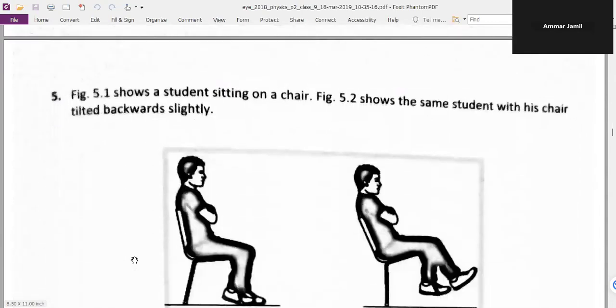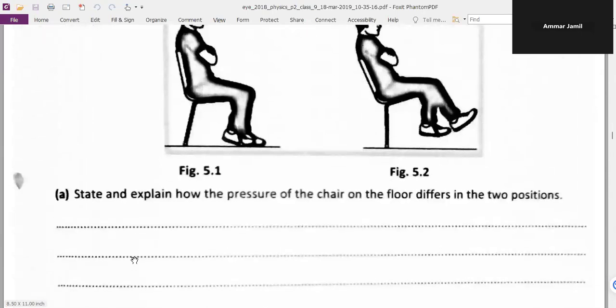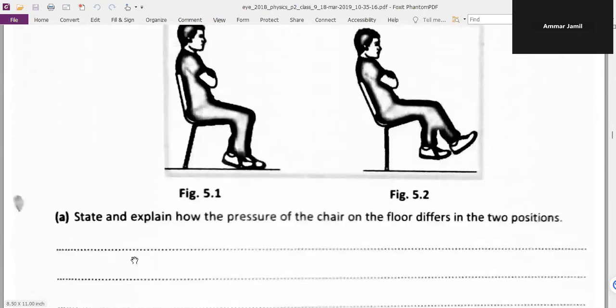Then we have two people sitting on two chairs. State and explain how the pressure differs. Well, the guy with the four legs will have less pressure, and the guy with the two legs will have more pressure.